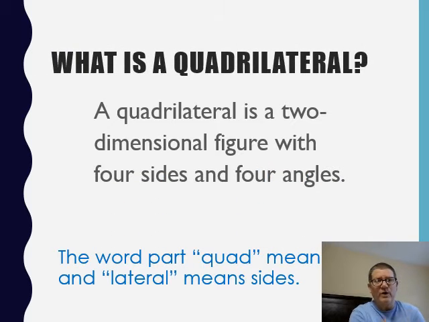So first off, what is a quadrilateral? Now, the word quad means four, and lateral means sides. So quad being four, lateral being sides, it's four sides. So a quadrilateral is a two-dimensional figure, which means it has length and height. And it's a two-dimensional figure with four sides and four angles.